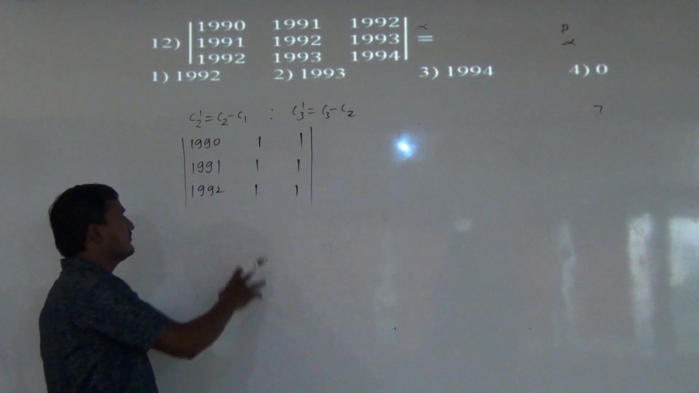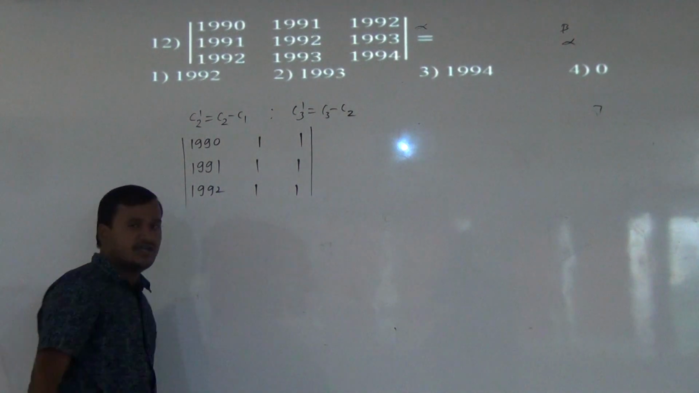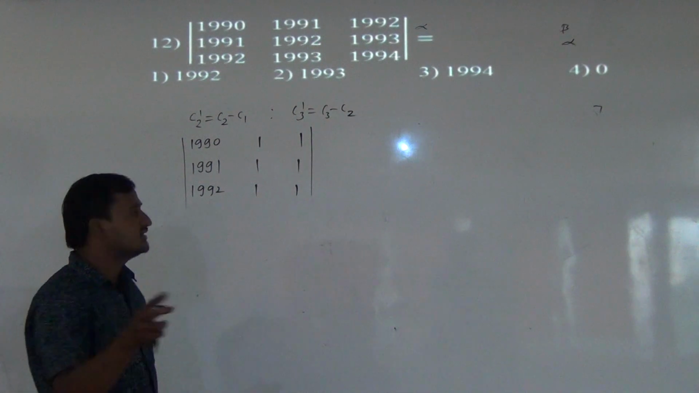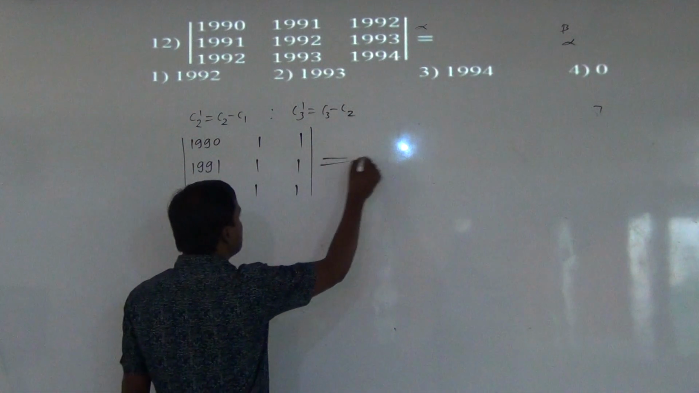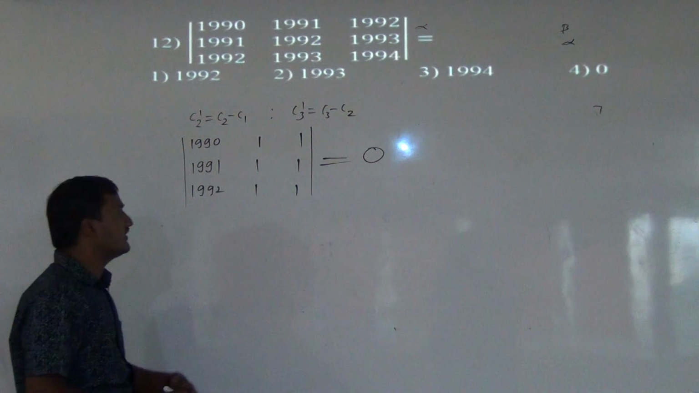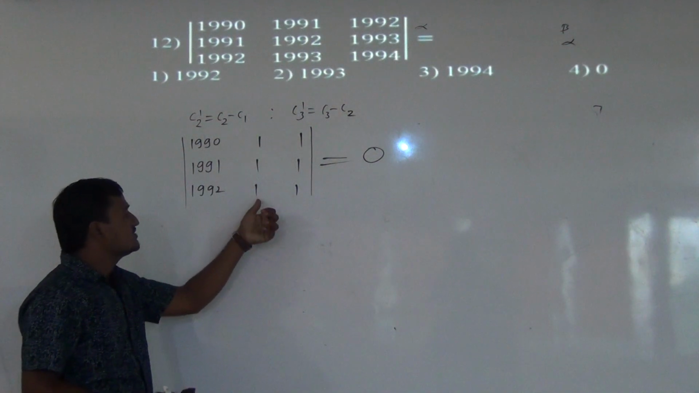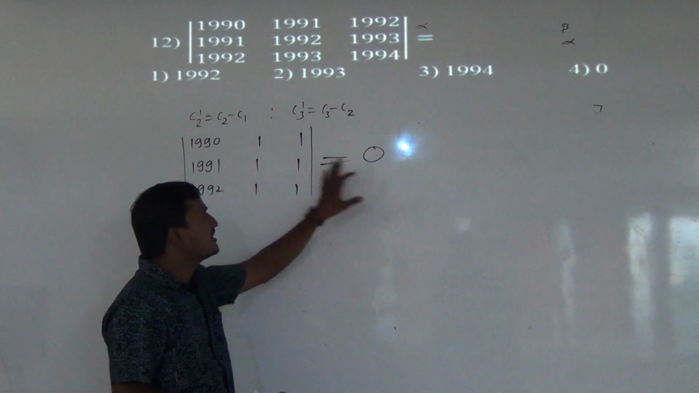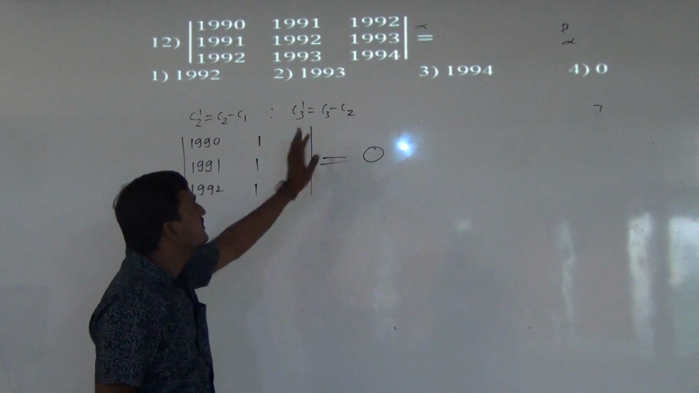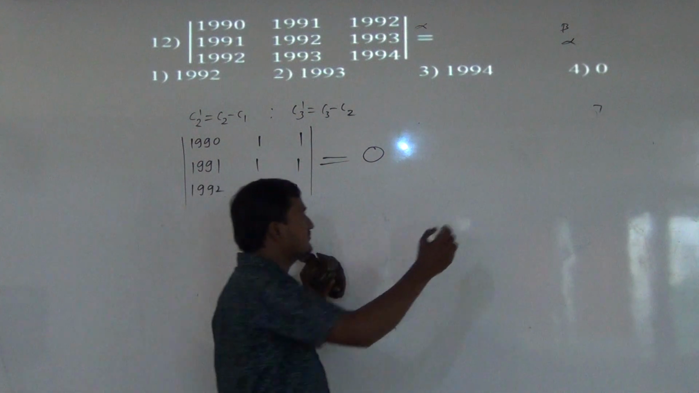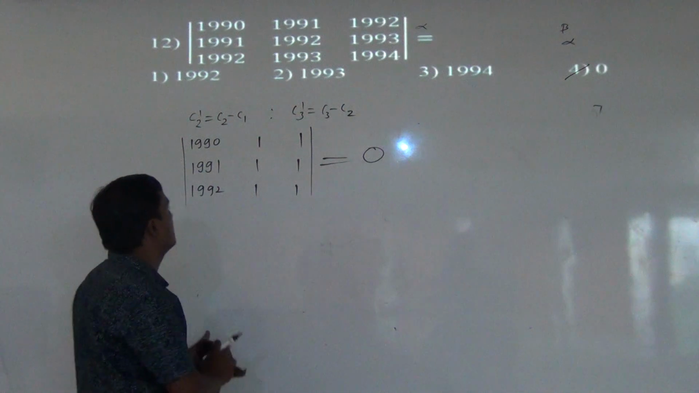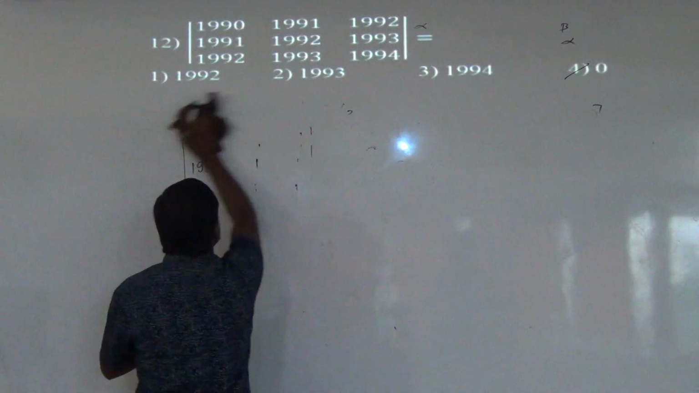Now you already know that in a determinant, if any two rows or columns are identical, then the value of the determinant becomes 0. So in this problem, C2 and C3 are identical. Directly the value of this determinant becomes 0. So which one is the right option? Therefore the fourth option is the right one, right? Next, we go for the next question.